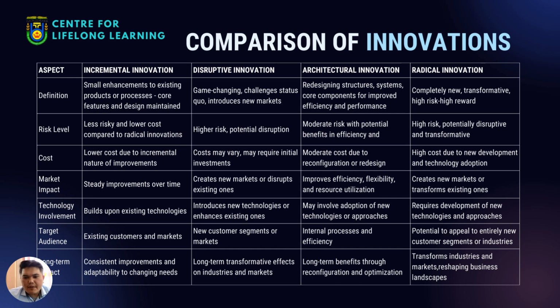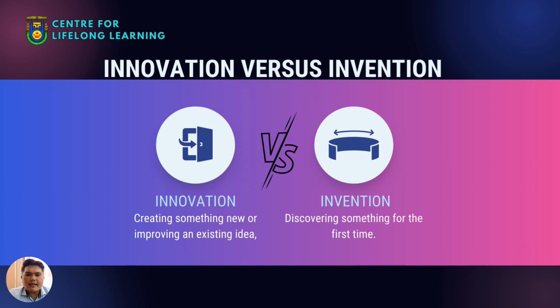What makes the difference between innovation and invention? Okay, this is also very interesting for us to see what the difference is. Innovation is actually creating something new or improving an existing idea. For example, the idea is already there, somebody has done it before, maybe not that successfully, we just improve it and we innovate from that. So that is what we consider as innovation.